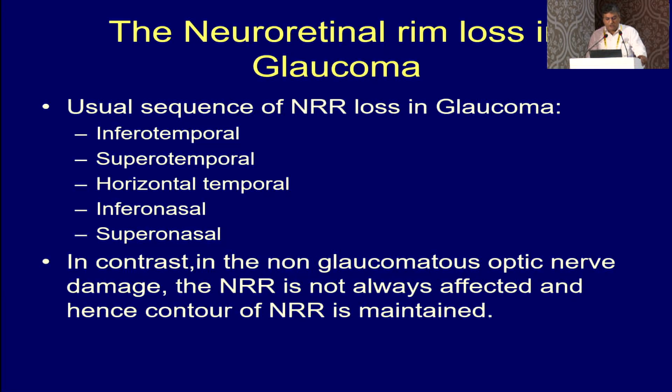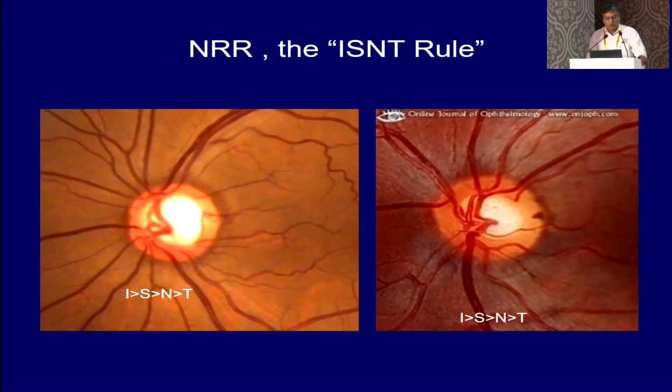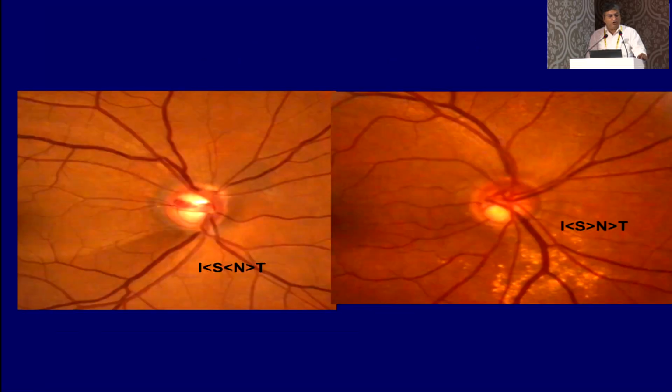But in contrast, in non-glaucomatous optic nerve damage, the NRR is not always affected, and hence the contour of the NRR is maintained. The ISNT rule is there in a normal eye, which is being followed, in which the inferior quadrant of the NRR is thicker than the superior, then nasal, then temporal. But this ISNT rule is not being followed in a glaucomatous eye, as we can see in this cup, in which inferior is less than superior, which is less than nasal, and more than temporal.